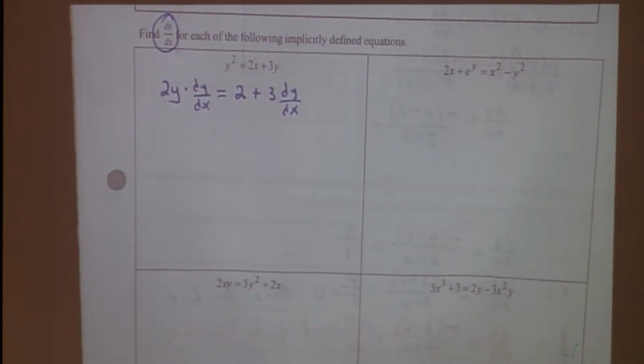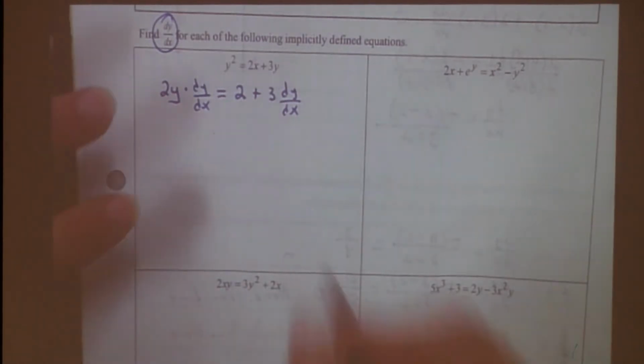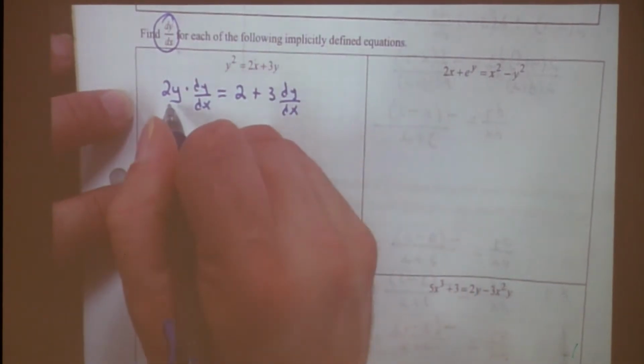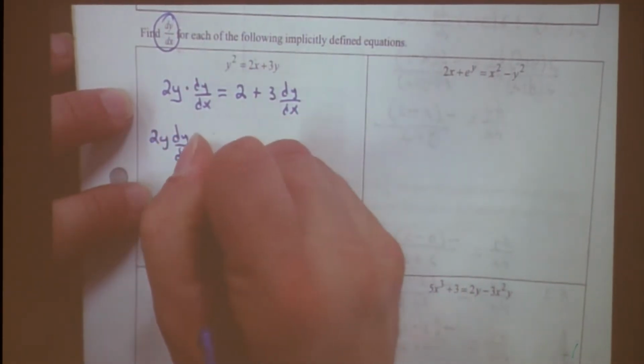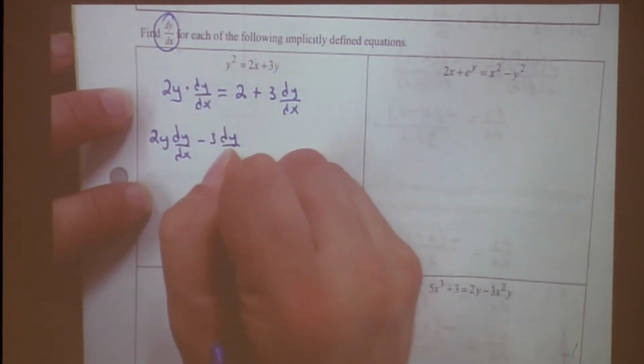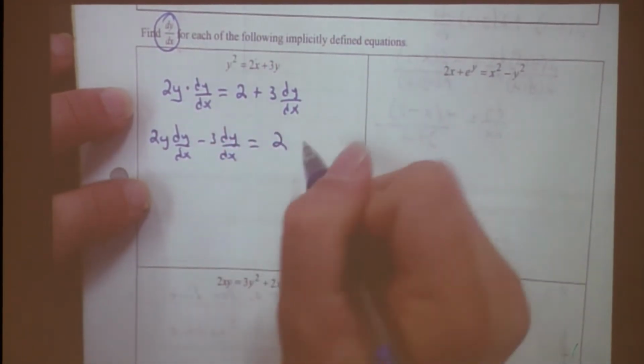Step two says to move what? Move the terms that have dy dx in them all to the same side. In this case, to the left. So that means we have to subtract this guy, so he can be over here. So I have 2y dy dx minus 3 dy dx equals what?